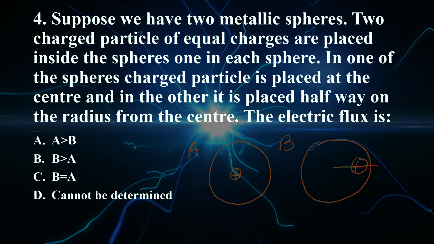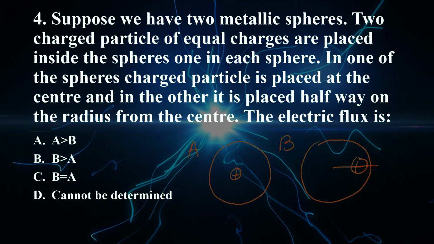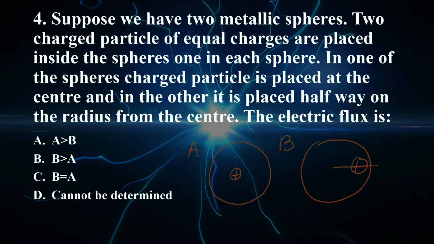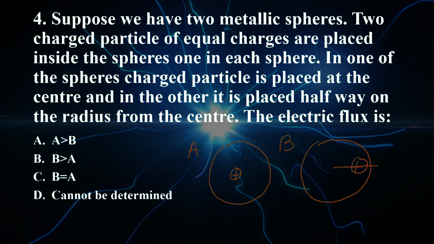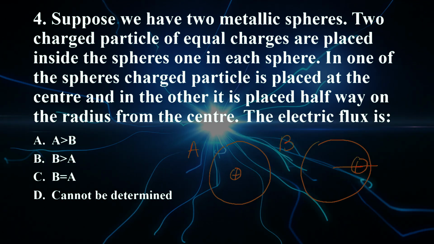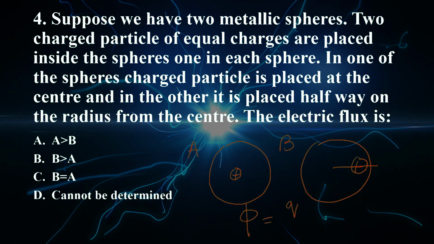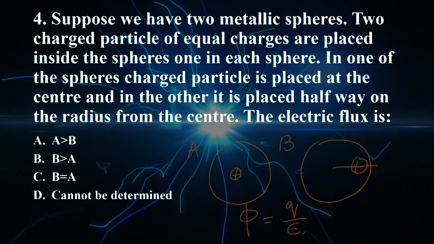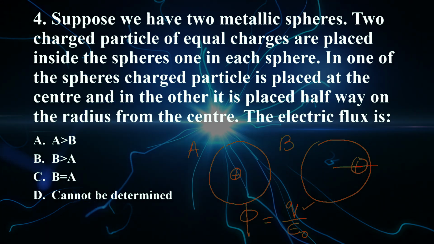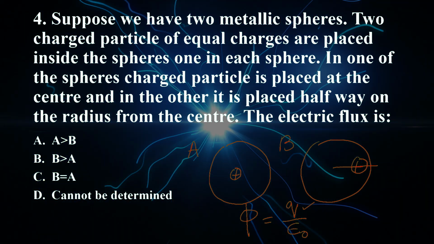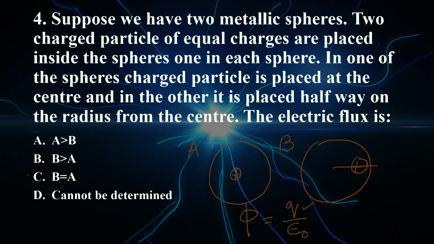Okay, so what will be the electric flux? The options are: the electric flux of sphere A is greater than B, or the flux of B is greater than A, or they are equal, or cannot be determined. So according to the definition, flux depends on the total charge enclosed divided by the permittivity of free space. So it only depends on the amount of charge, and the amount of charge in both the spheres is equal. So we can conclude the flux is equal.